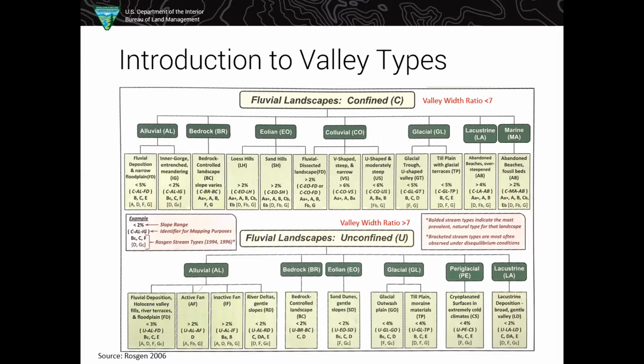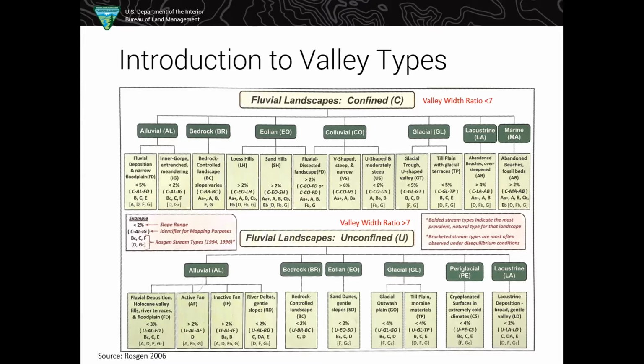Big picture, the valley type classification segregates valleys into 22 broad geologic categories that reflect their origin and represent the boundary conditions that influence channel morphology. This valley type key not only helps you characterize the landscape influencing your project reach, but it also provides insight into the stable channel types. I'll talk a lot about channel types later, but those are reflected in bold. It also includes channel types that might be present in that valley type in an unstable state, and those are the channel types that are in brackets and not bolded.